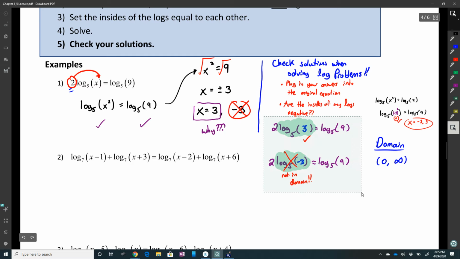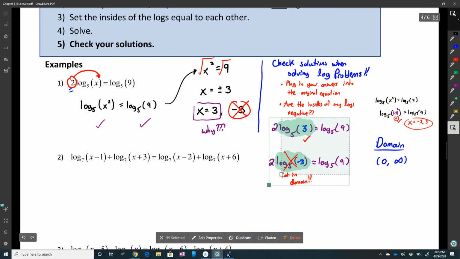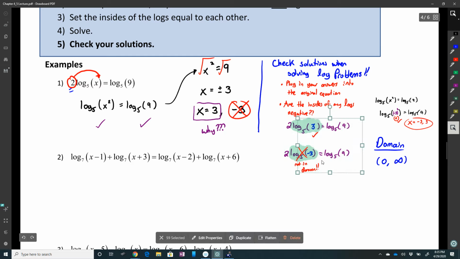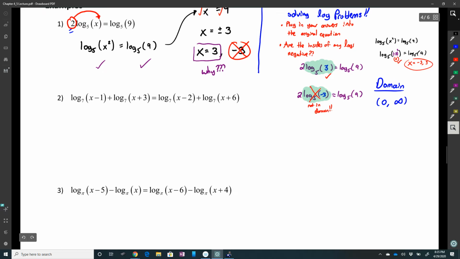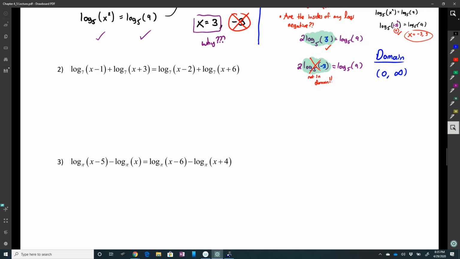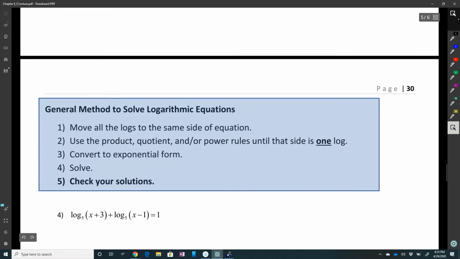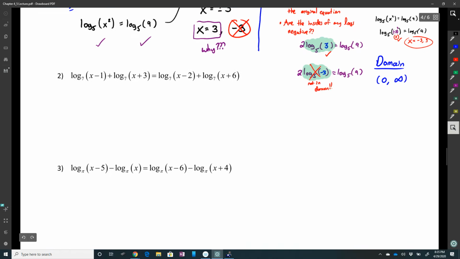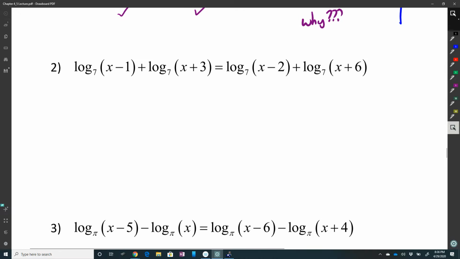All right, so let's go to the next problem. I'm trying to shrink everything. All right, so this next one, I'm actually going to, let's see. No, I guess I'll do both. So for this problem, I have log base 7 of x minus 1 equals log base 7 x plus 3, blah, blah, blah, log base 7 x minus 2, log base 7 x plus 6.